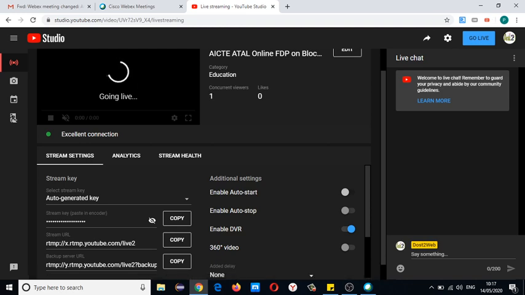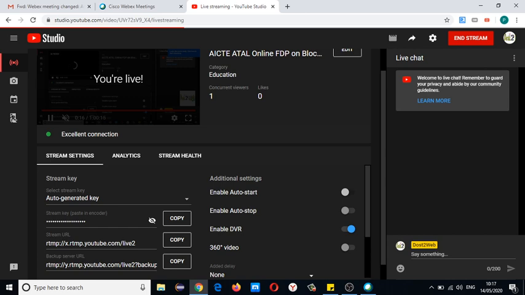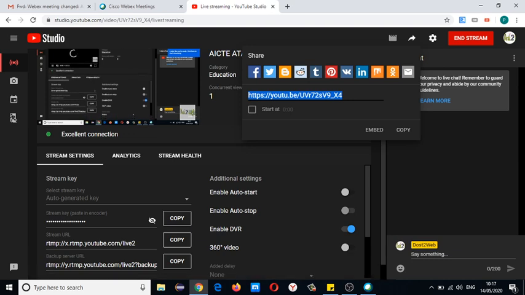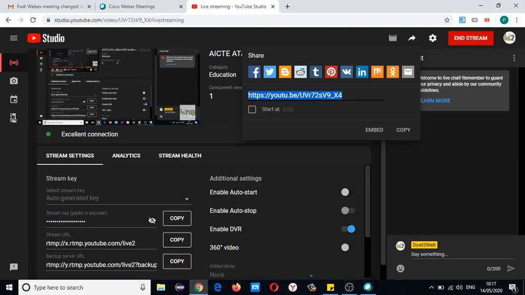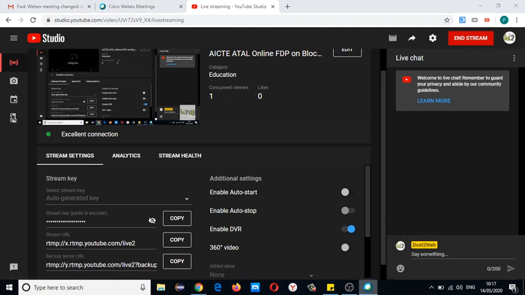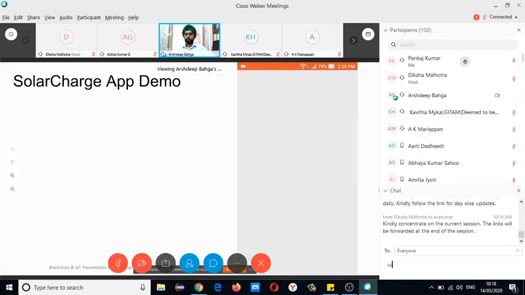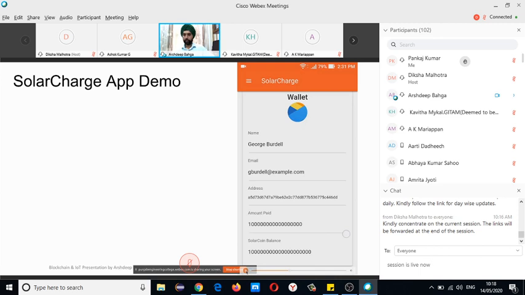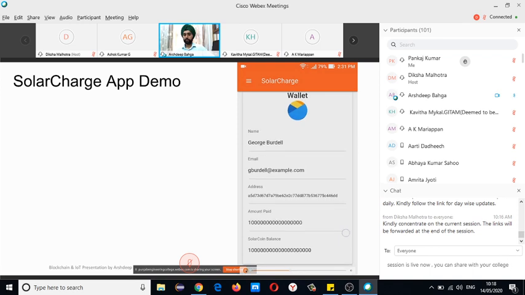So what we have here is a solar charge mobile application, which I developed along with my colleagues at Georgia Tech. So the user logs into the application, and each user has a wallet account in the application, which shows the user's solar coin balance. As you can see, this is showing the user's solar coin balance. The user's name, email, blockchain address, the amount the user has paid, and the solar coin balance are shown.